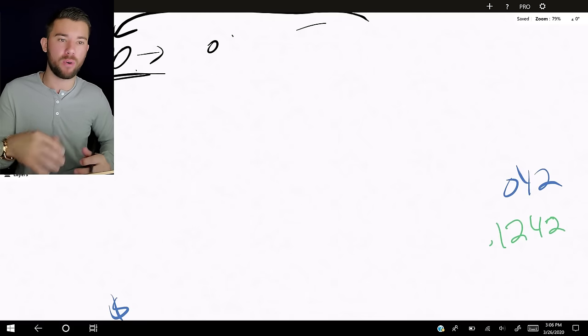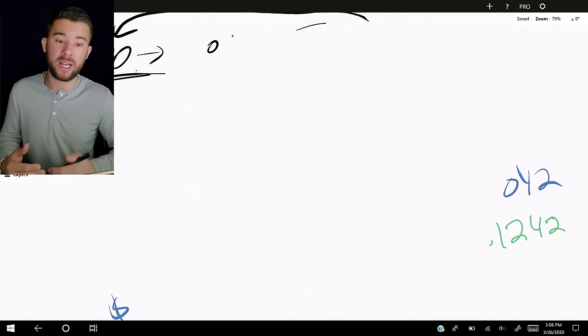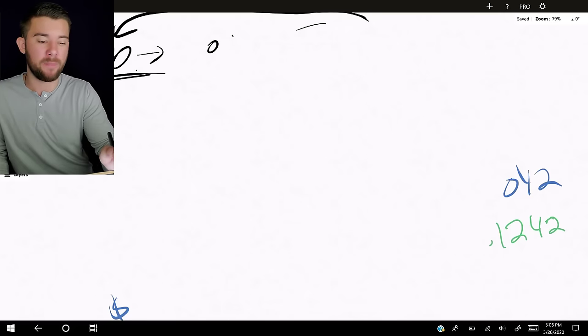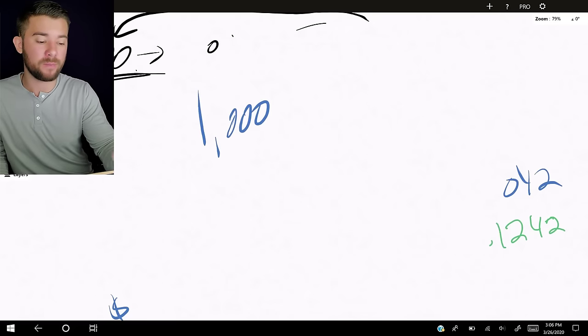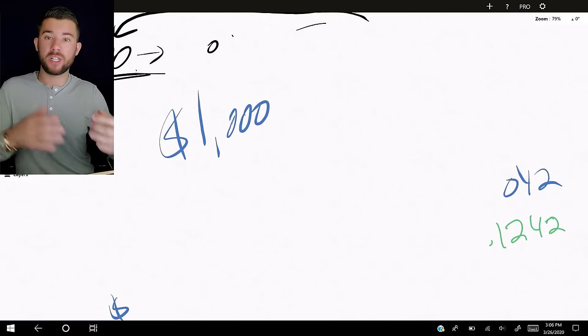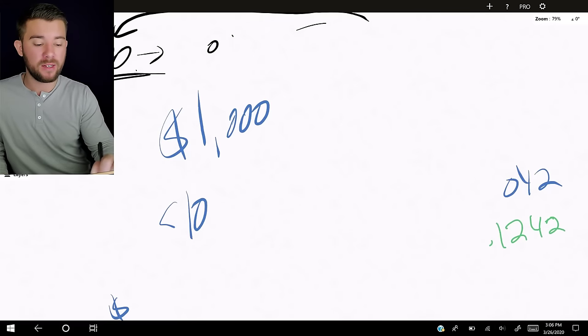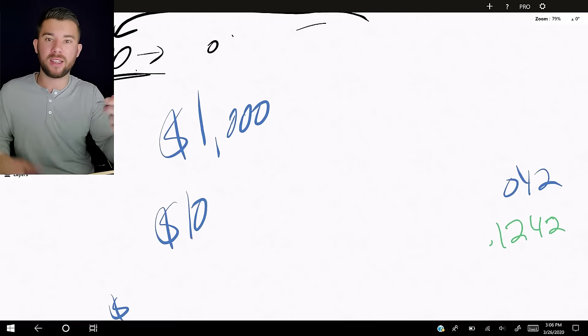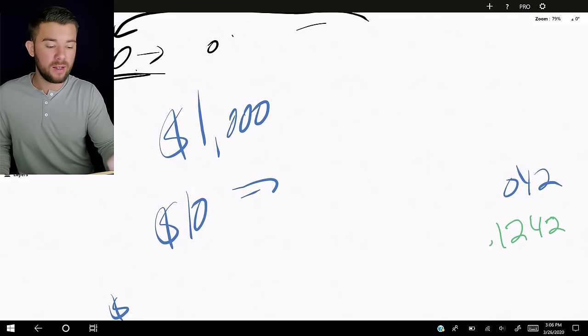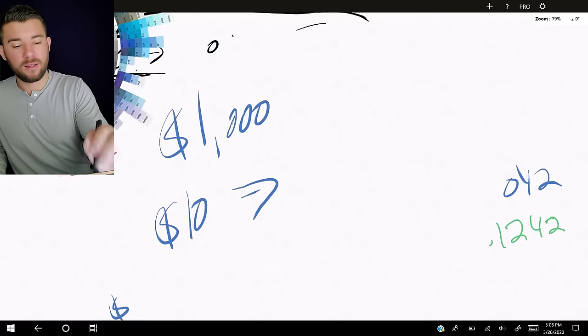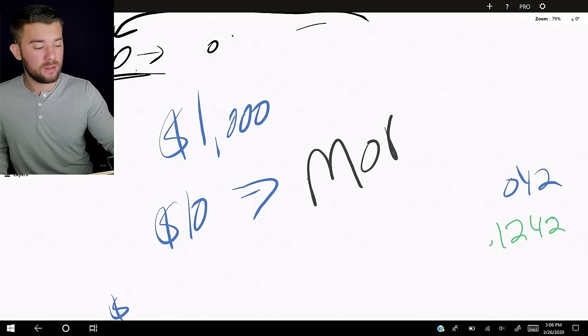The stop loss is so important. When you have a set risk management plan, if you have a $1,000 account and you're doing risk management correctly, you're only risking $10 per trade, leverage just allows you to be in more trades.